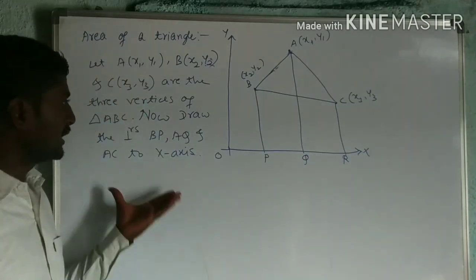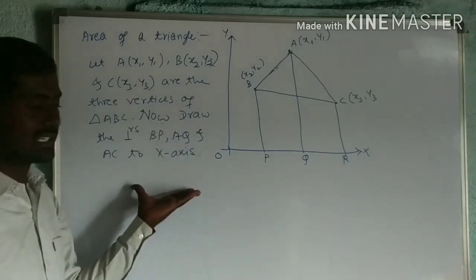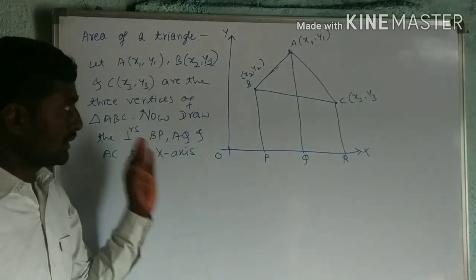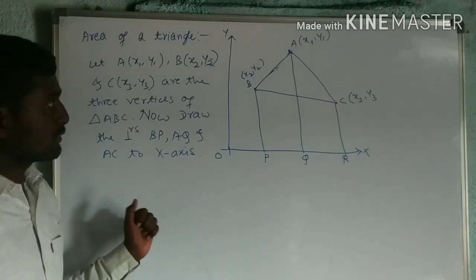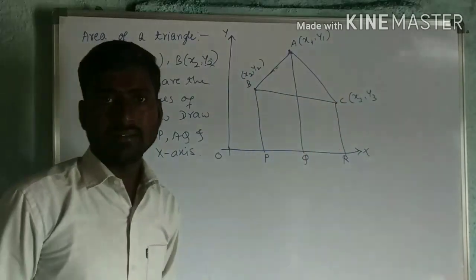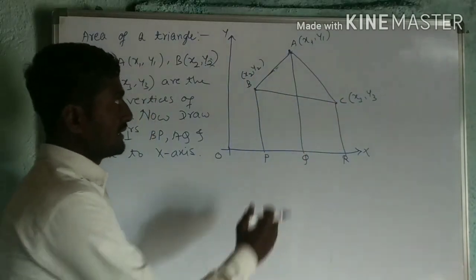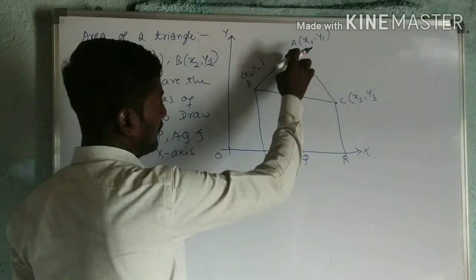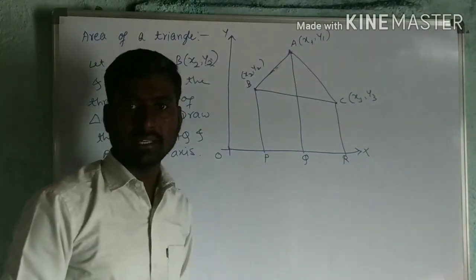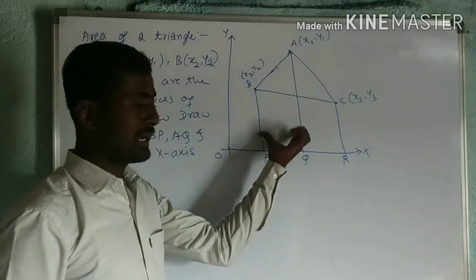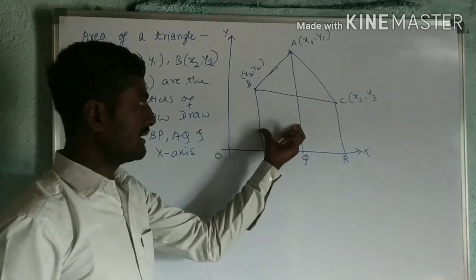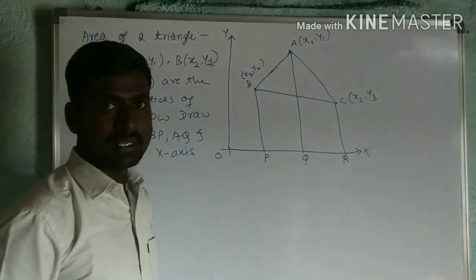So now you pause the video. First, draw the diagram and then write the explanation. Now, we are going to find the area of triangle ABC. You observe this ABPQ. It must be a trapezium, because these two sides are parallel to each other and these two are non-parallel. So ABPQ is a trapezium.